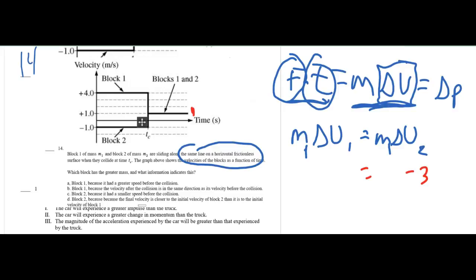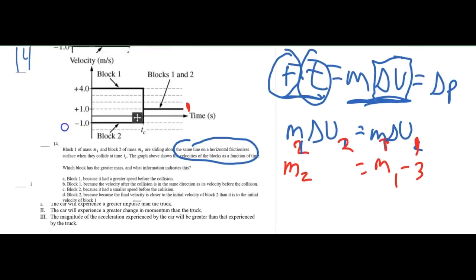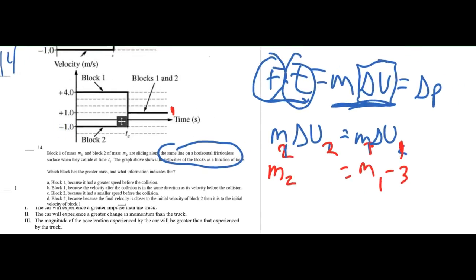I switched the wrong side, so let's change that back. This is block 1 and the change in velocity 1. This is mass 2, change in velocity 2. This is still mass 1, and this is still mass 2. So let's finish off with the change in velocity of block 2. I start at negative 1, and I end up at positive 1. The change in velocity there is 2 meters per second.